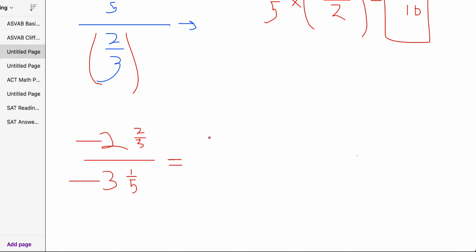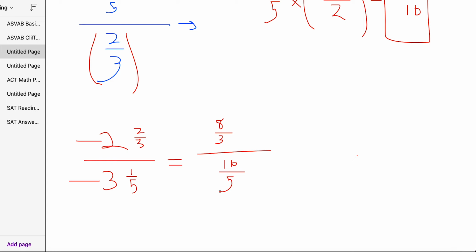2 times 3 will be 6, plus 2 will be 8. And so this will be 8 over 3. Divided by, and then we take the 3 times 5 will be 15, and then add the 1 here in the numerator. And so this will be 16 over 5.